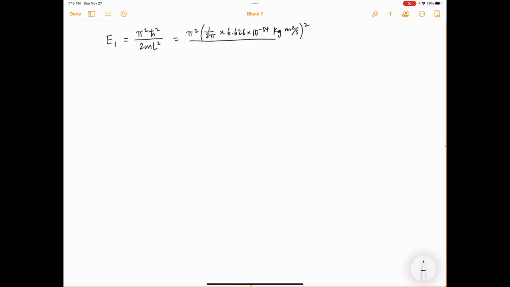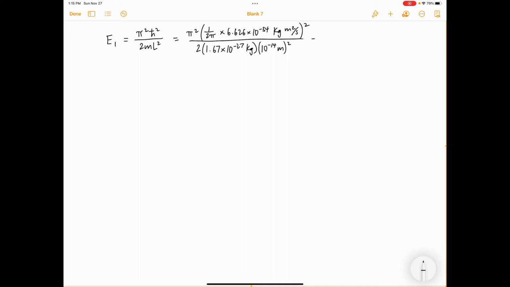Okay, then we're going to divide. We have 2 times the mass, so we have to plug in the mass of a proton here. That's 1.67 times 10 to the minus 27 kilograms. And then L is the length of our box. So that's going to be the size of the nucleus, which is 10 to the minus 14 meters. And we'll square that.